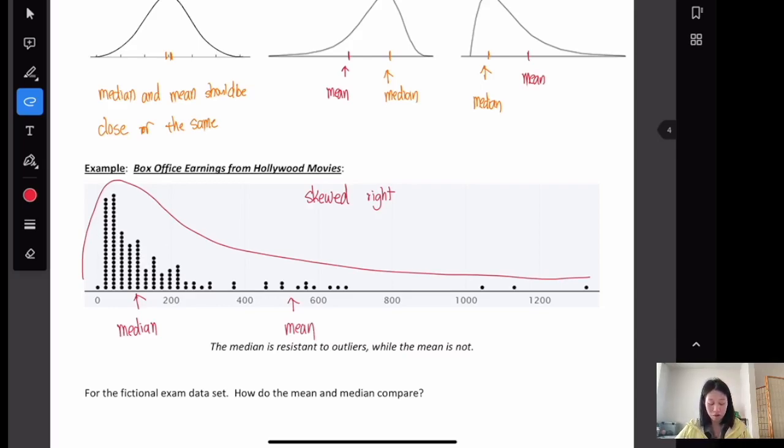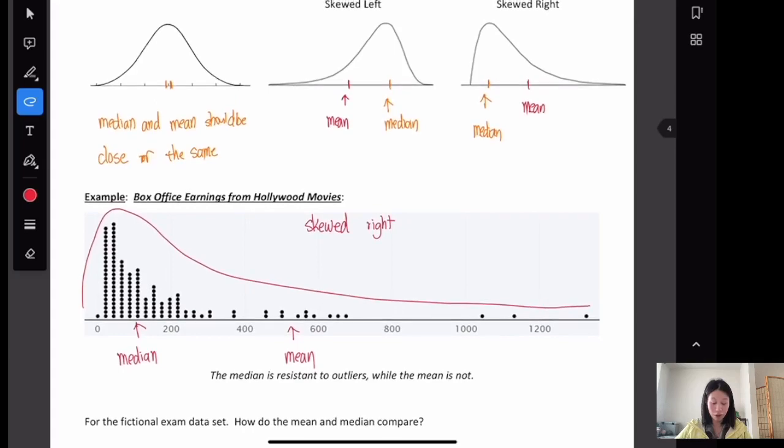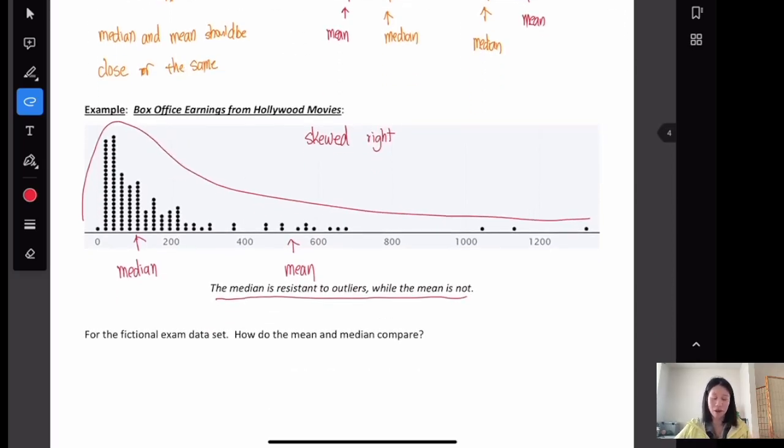So as you can see, the conclusion that we have is that the median is resistant to the outliers, while the mean is not. The mean is going to be really affected by the outliers. That's why, again, when we talked about household income, we use median instead of mean.